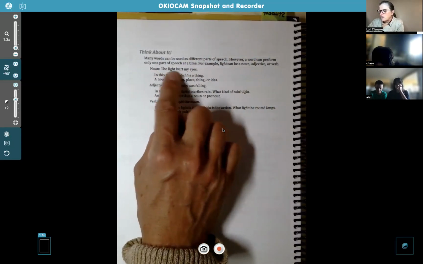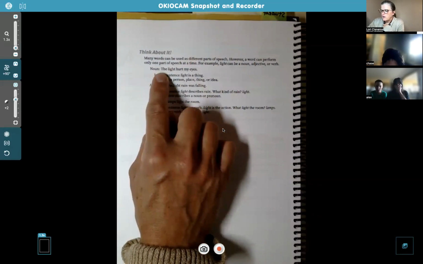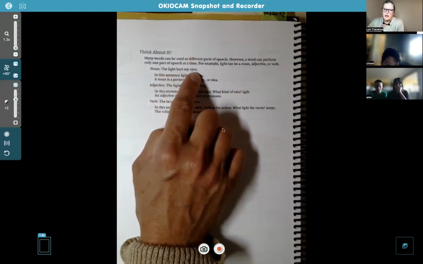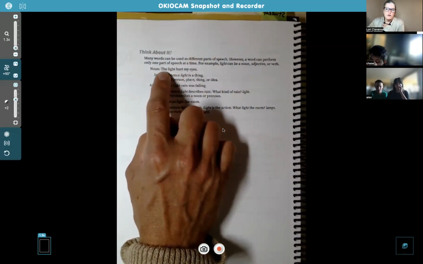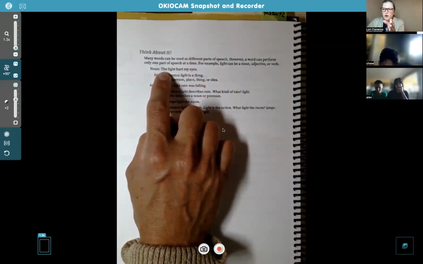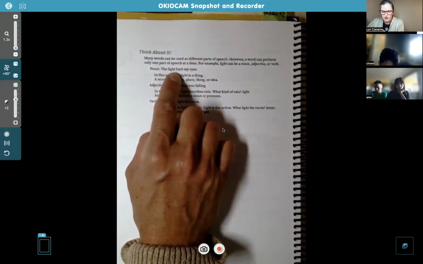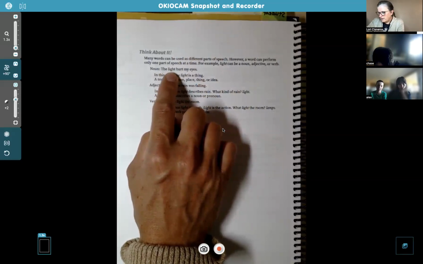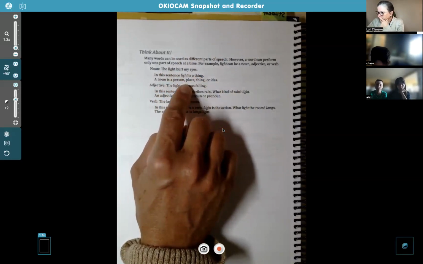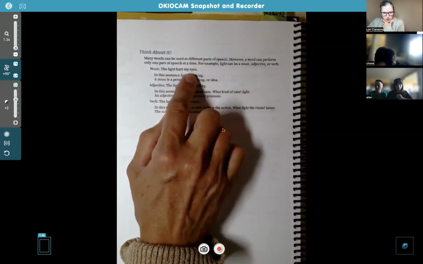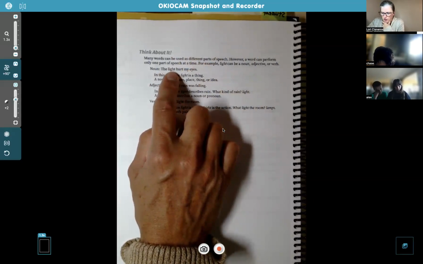So here is an example of how it's used as a noun. The light hurt my eyes. By the way, it has the article the in front of it, and that's an indication that it's a noun, because anytime you see an article, you know that a noun is coming. And there it is. The light hurt my eyes. A noun is a person, place, or thing. So they're talking about the light as a thing.